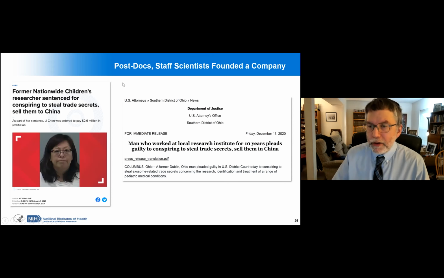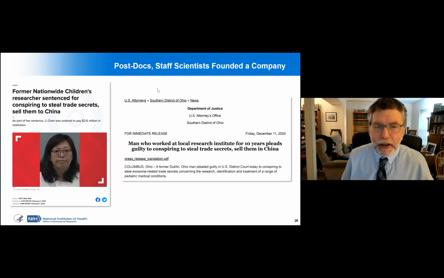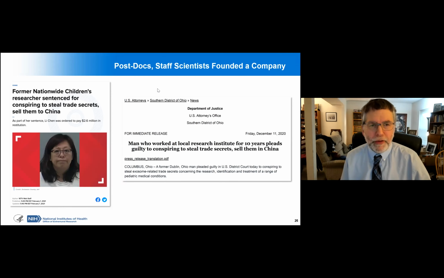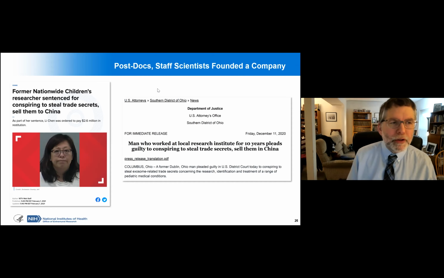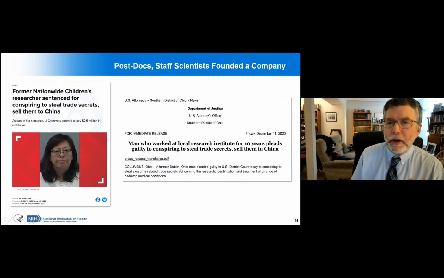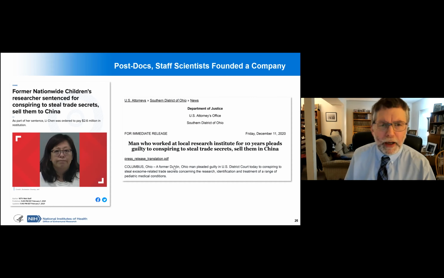This is a case also that was reported out in the news. Well, it's been coming out over the last few months, but this story came out about a month ago. Two researchers, as postdocs and then as staff scientists, have been supported on a number of NIH grants. They worked as staff scientists in a laboratory at Nationwide Children's Hospital, also in Ohio.